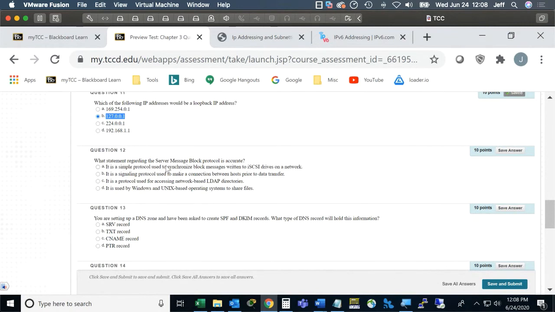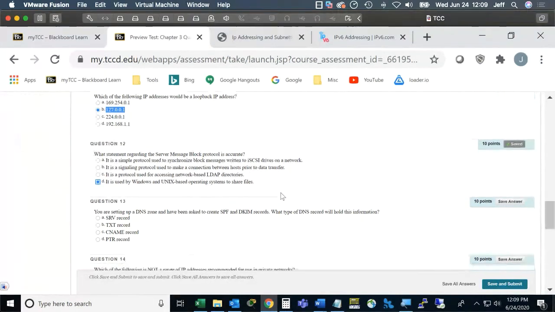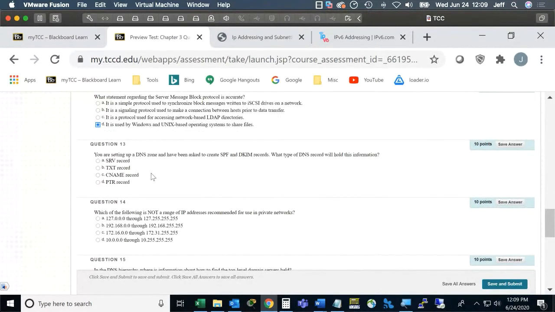What statement regarding the Server Message Block protocol is accurate? A protocol we use to synchronize block messages between iSCSI drives. It's used on Windows and Unix systems to share files. Yeah, that is it. I'm just trying to make sure there's not a better answer. LDAP, signaling protocols, connection between hosts. Yeah, no, that's it. Good job.